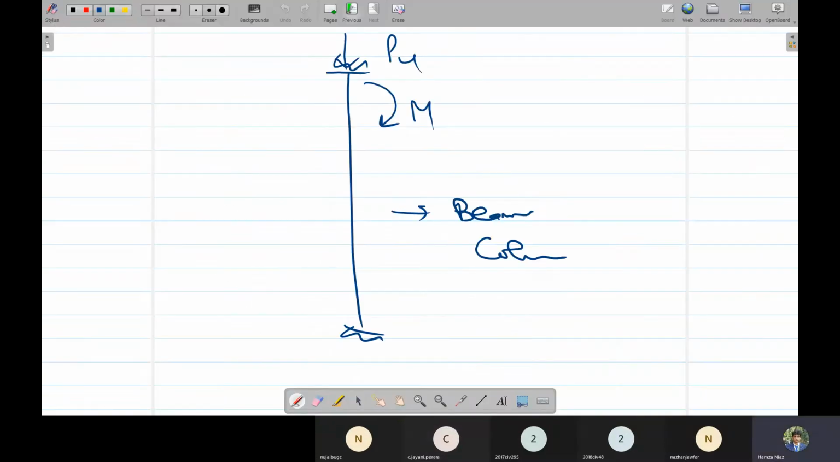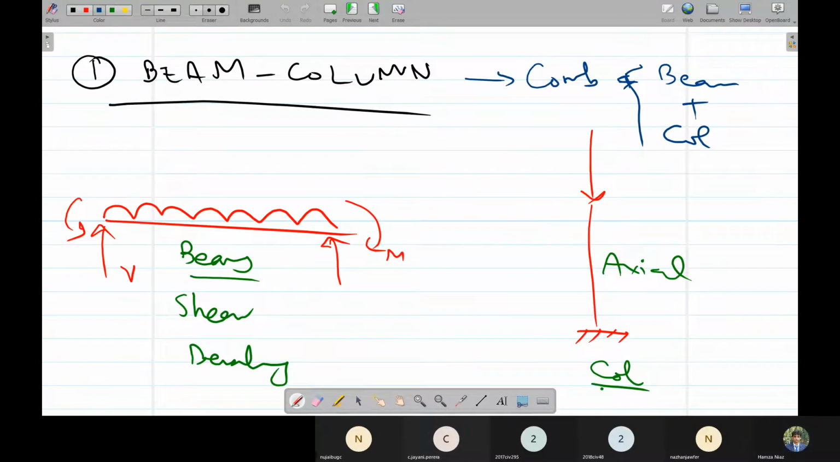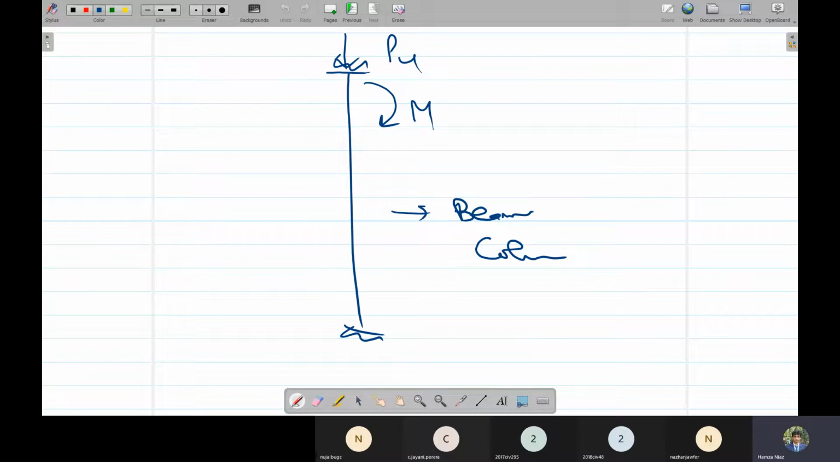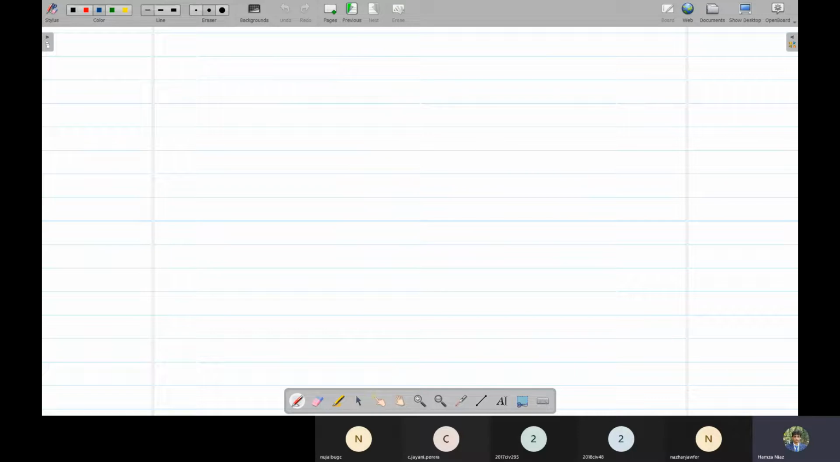So for beam column, if a structural member is subjected to both axial load as well as bending moments, then we call that member a beam column. This was the beam column, and we are going to design it.